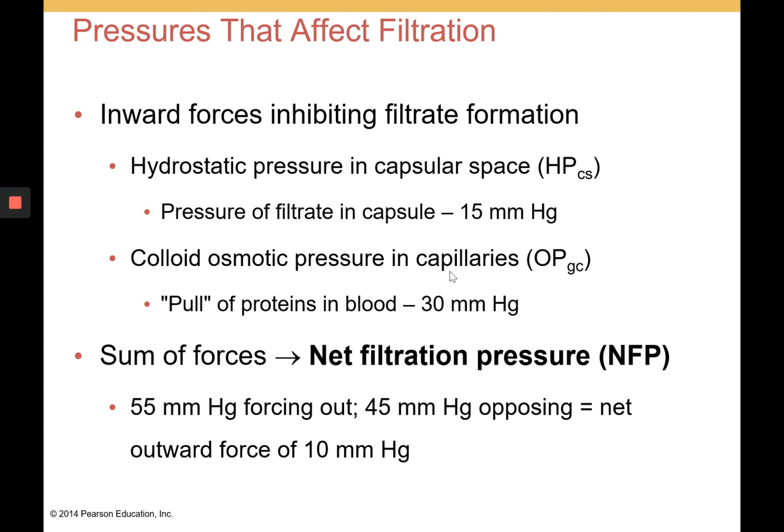There are also some opposing pressures. There are inward forces. We have that colloid oncotic or osmotic pressure that would keep the plasma proteins in the blood, but also act on water to make sure we don't lose all water from the glomerular capillaries. Then we have the hydrostatic pressure in the capsular space. So there's a little bit of pressure in the capsular space itself, pushing back on the filtration membrane. But it's going to be much lower than the hydrostatic pressure of the glomerulus. So when we sum up all these forces affecting filtration, our net filtration pressure is actually going to be an outward force of about 10 millimeters of mercury. That means that fluid is going to flow from the glomerulus to the capsular space through the filtration membrane.